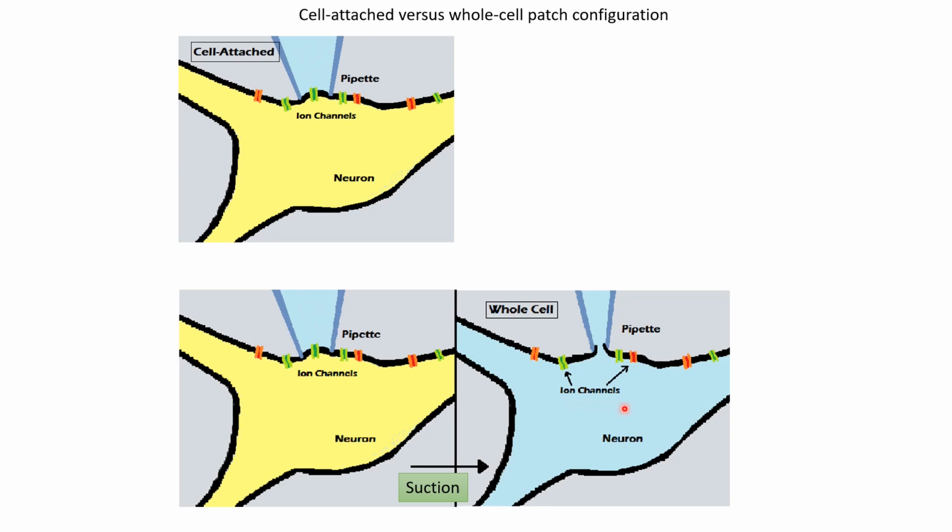There is another advantage of the whole cell configuration, which is that it allows us to inject various chemicals from the electrode into the neuron if we want to manipulate its activity. For example, we may want to inject some ligands that can bind to certain ion channels and block them, or various chemicals that have different effects on the neuron. Another thing we could do is inject some dyes through this electrode.